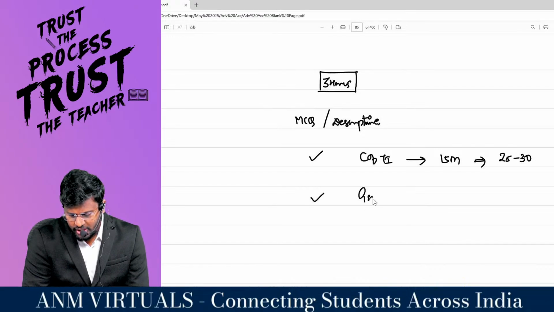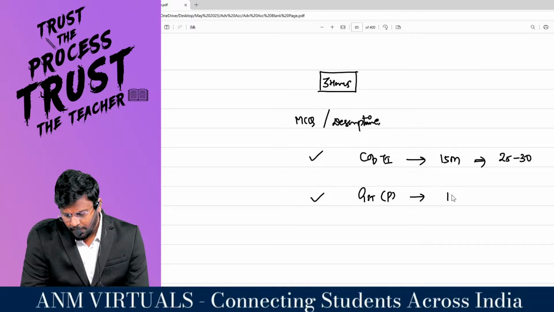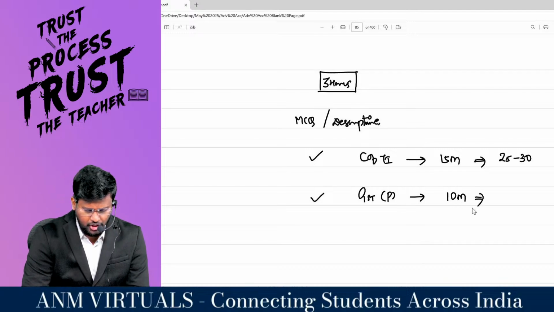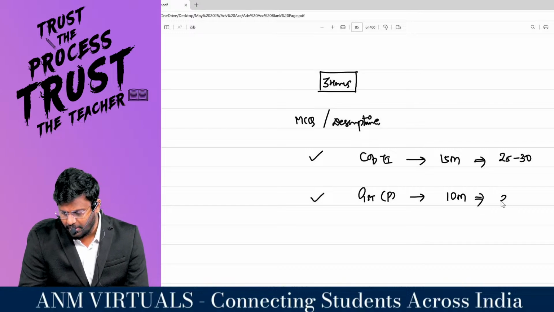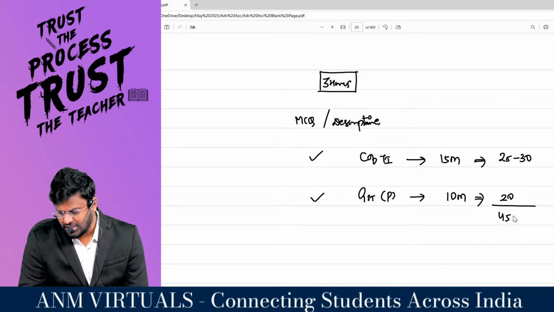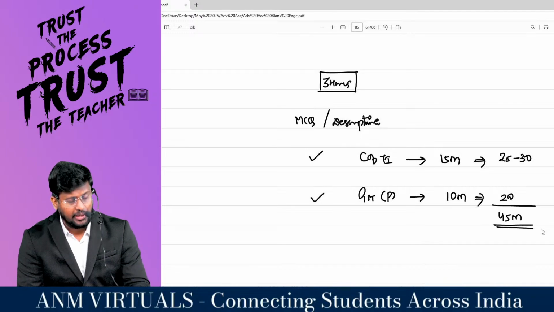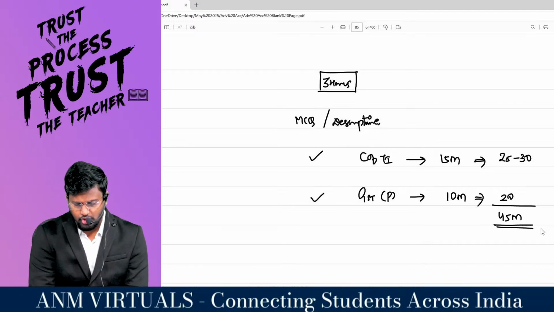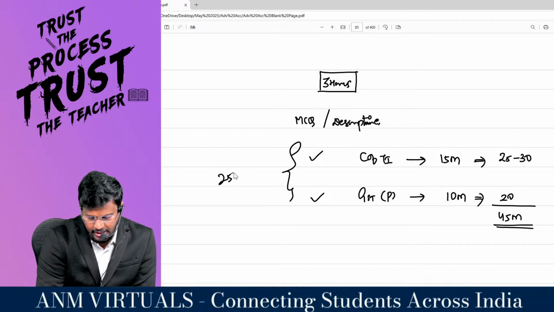Directly go to GST payable first. That will be a 10 mark area in the examination. Another 10 into 1.8, so 18-20 minutes. So basically 25 plus 20, nearly the first 45 minutes, you will be completing a very good chunk of marks, which is basically 25 marks.